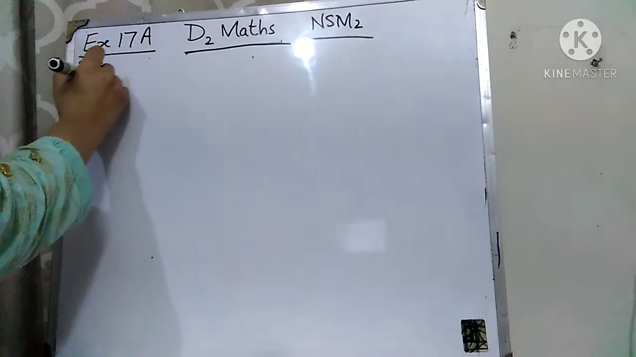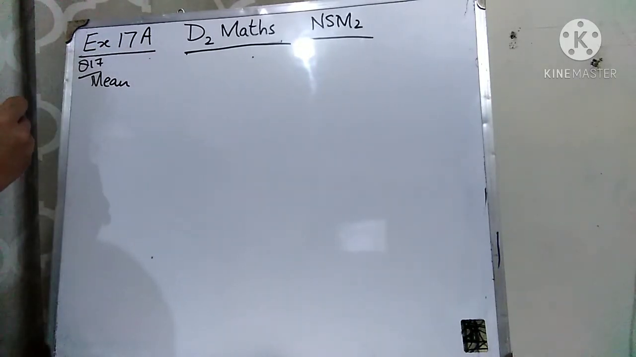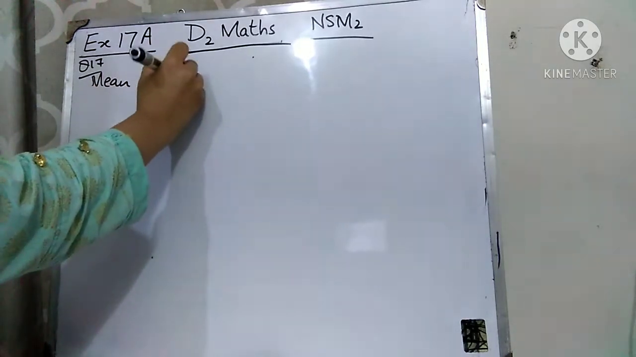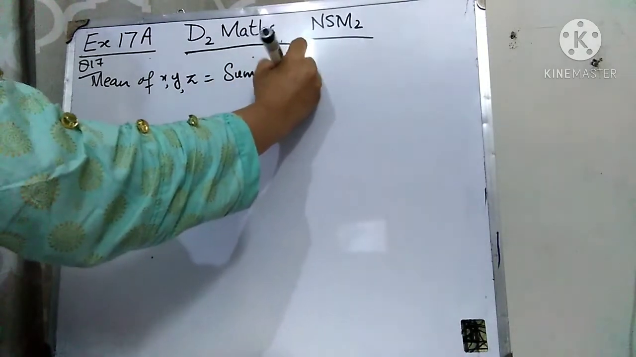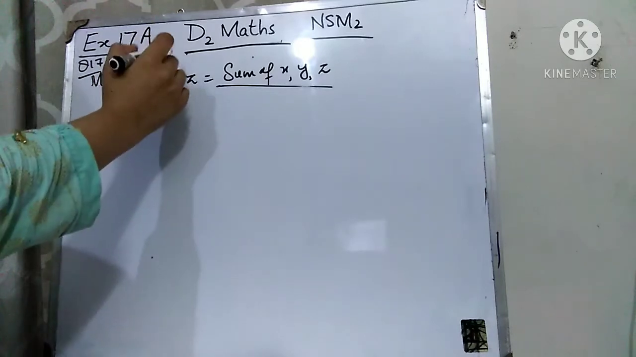You know that the formula is: mean of 3 numbers x, y, z is equal to sum of x, y, z divided by the count. Students, here you can see that the numbers are 3.